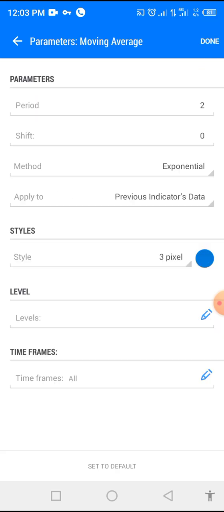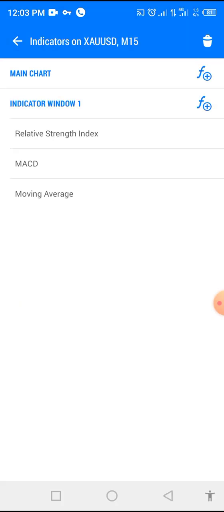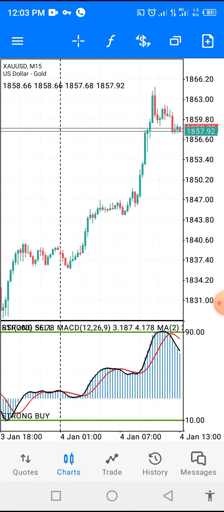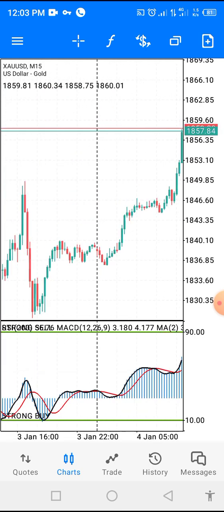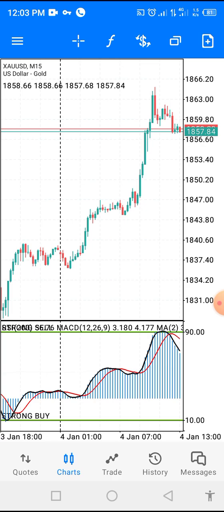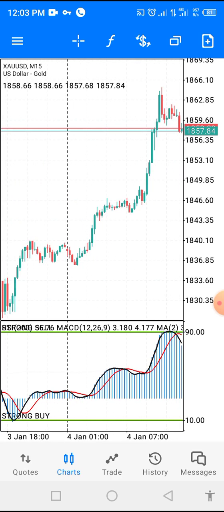For me, I prefer to use black on my moving average. Then you click on done. As you can see, this is how it looks. So now, let's find our strategy, our buy and sell signal.